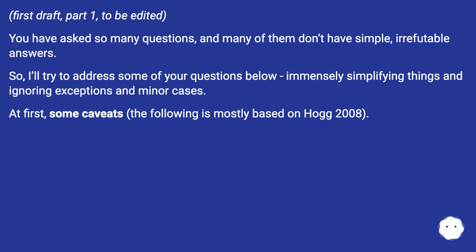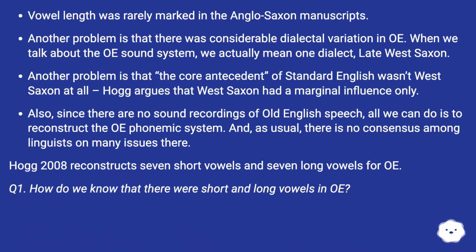At first, some caveats. The following is mostly based on Hogg 2008. Vowel length was rarely marked in the Anglo-Saxon manuscripts. Another problem is that there was considerable dialectal variation in OE. When we talk about the OE sound system, we actually mean one dialect, Late West Saxon. Another problem is that the core antecedent of Standard English wasn't West Saxon at all. Hogg argues that West Saxon had a marginal influence only.